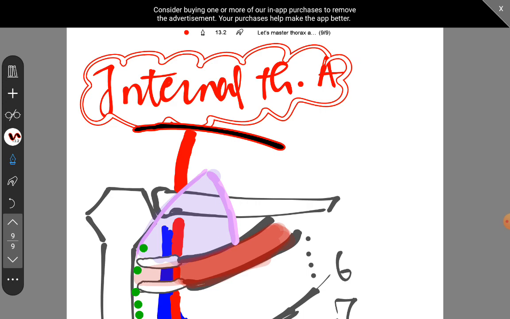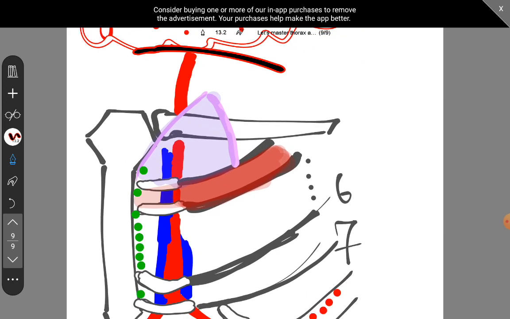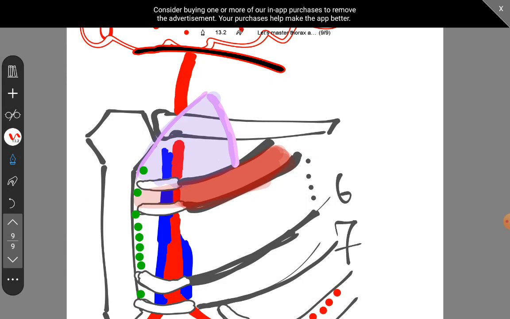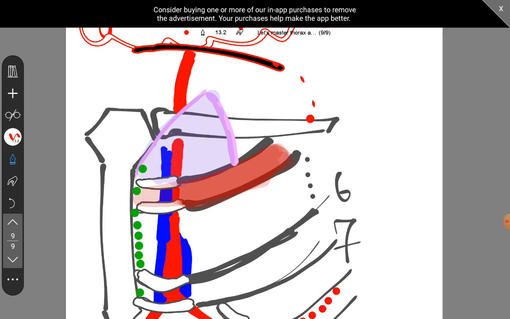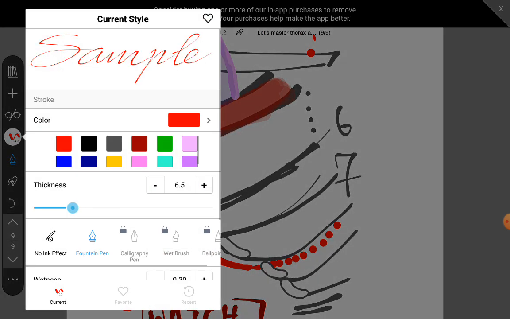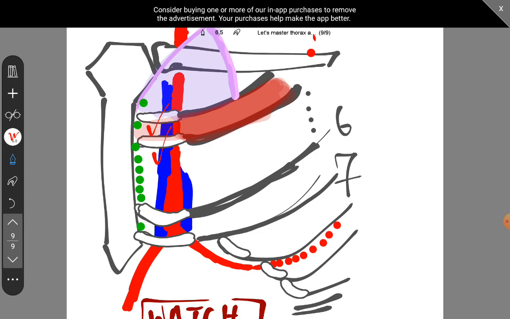Then it descends, as we can see here. Let me remove the outline. It descends behind the sternal end of the clavicle, and it enters the thorax through the thoracic inlet. Then it descends behind the upper 6 costal cartilages, as we can see here. That's the costal cartilage, and it continues here to be the rib.